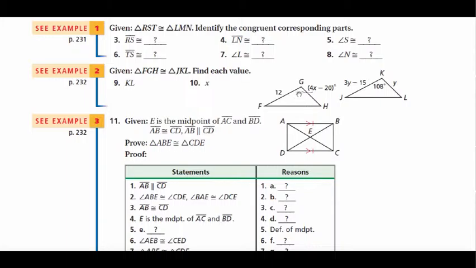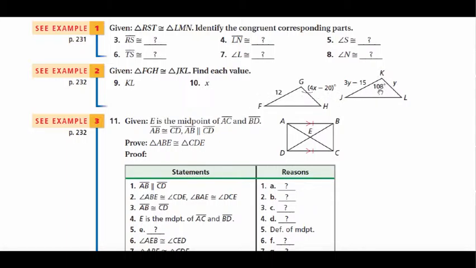I know that this angle here is 4x minus 20, and I know that the angle K here is 108, but I don't know how long this segment is right here. K to L is congruent to G to H. X, I can find x.